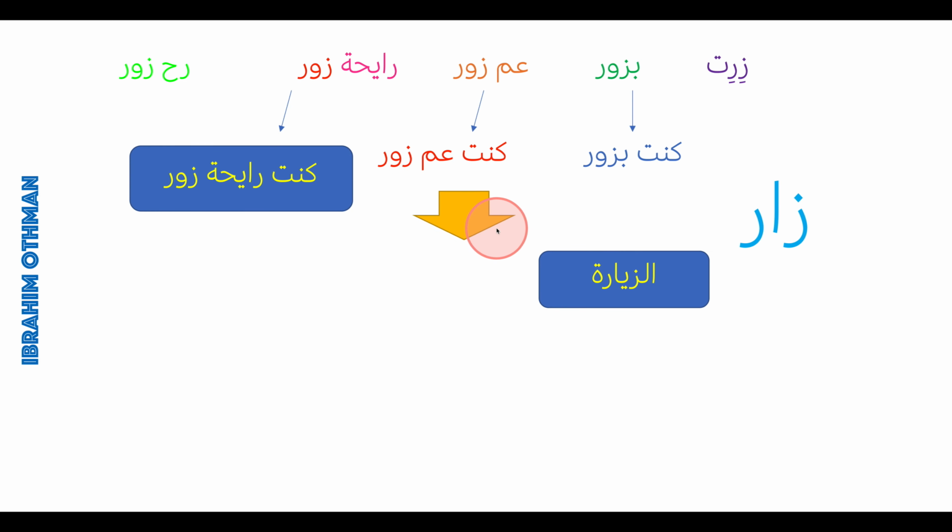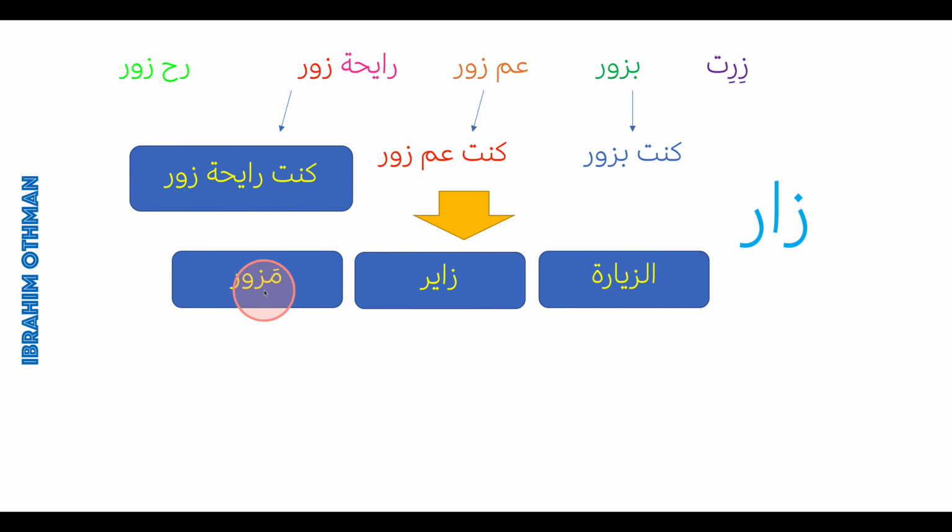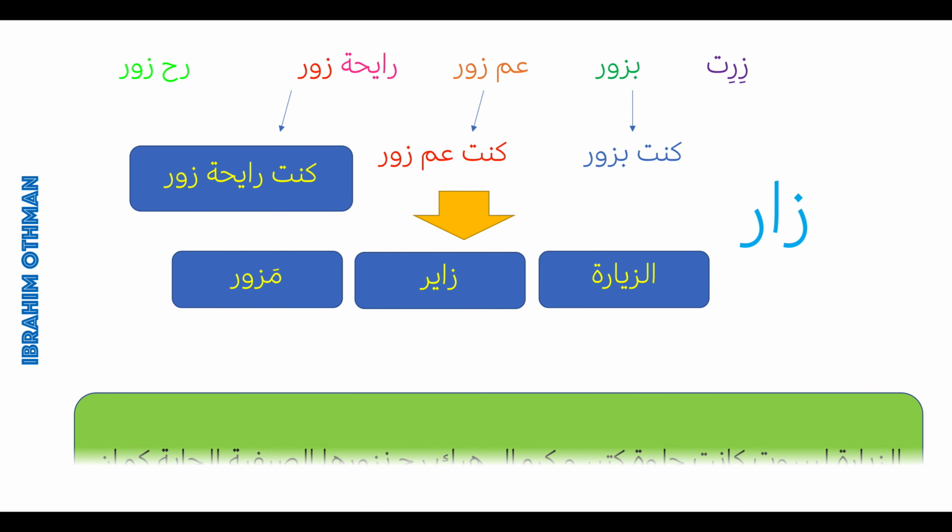This would lead us to the verbal noun, and it is الزيارة. الزيارة is used both in dialect and modern Arabic. زاير is the active participle. مزور, obviously this is the correct passive. However, it is not used at all in spoken Arabic. I just want to write it there, but it is not used.